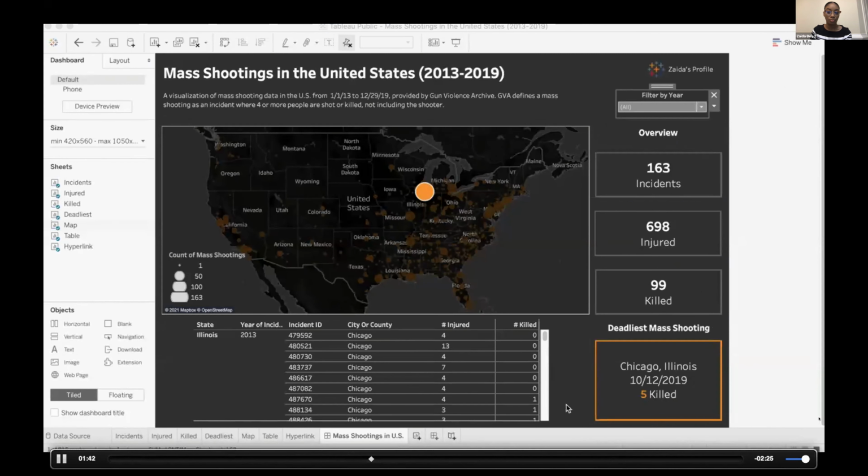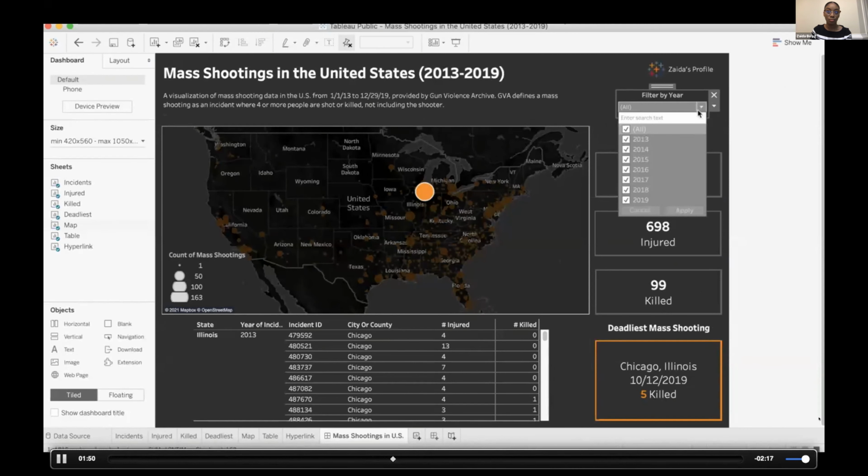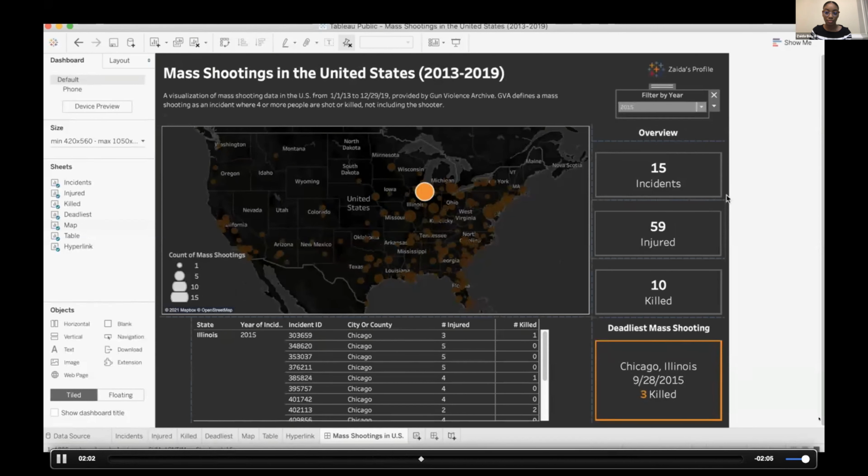But if we wanted to take it a step further and filter by location and year, we could do so. If you go to the filter by year box, you can see a drop-down where I have all years selected. So I'm going to unselect all the years and check 2015. As you can see, the rest of the dashboard updated, and Chicago had 15 incidents in 2015, 59 people were injured, and 10 people were killed. The deadliest mass shooting in Chicago, Illinois in 2015 happened on September 28th and claimed 3 lives.